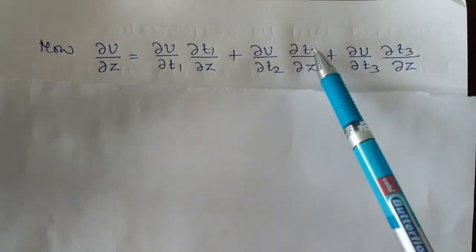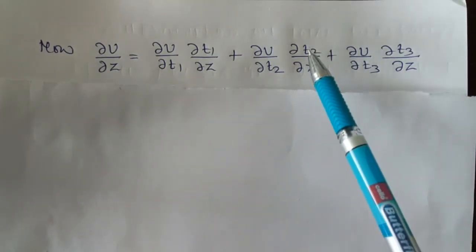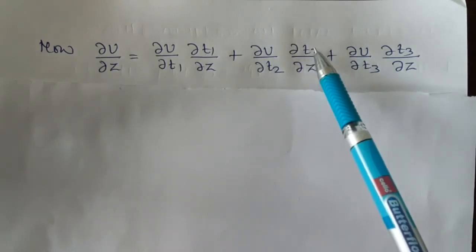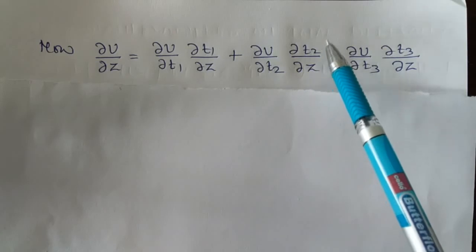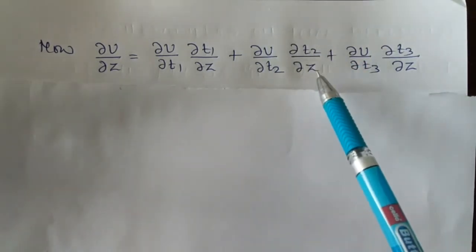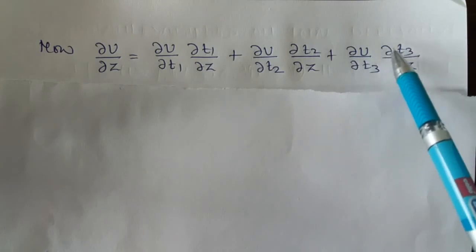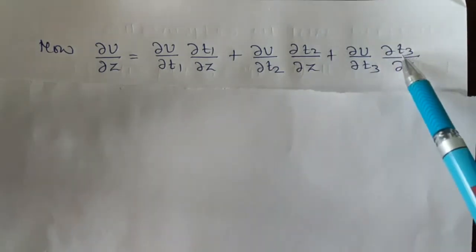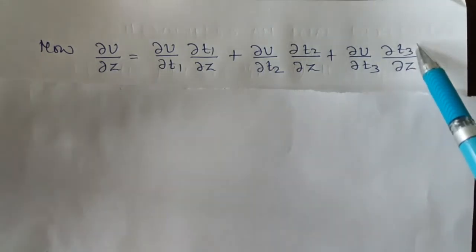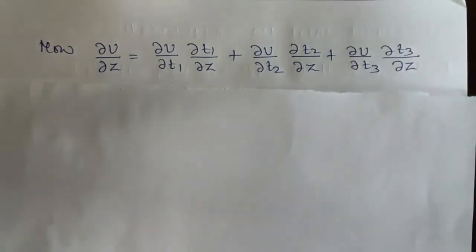Here, del t2 by del z. So t2 is z minus x. So the partial derivative of t2 with respect to z is 1 minus 0, which gives 1. Plus, here del t3 by del z. So t3 is x minus y, and both are independent with respect to z. So del t3 by del z is 0.